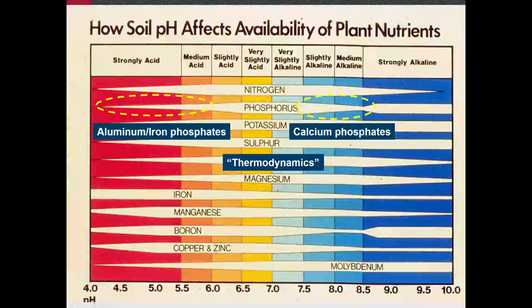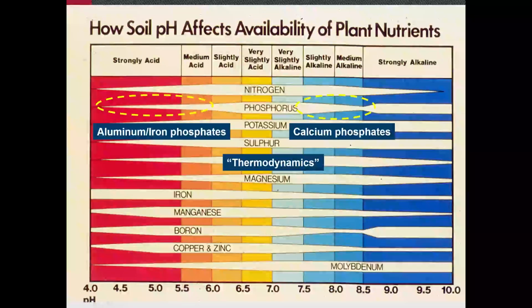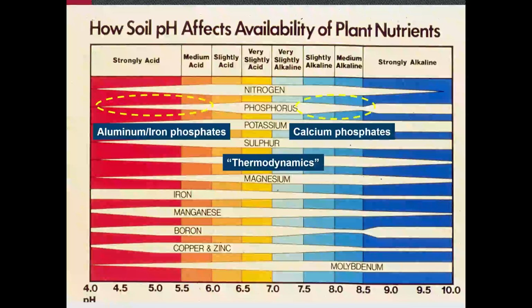This relates to a field of science or study called thermodynamics or chemical equilibria. What thermodynamics says is that if we know the conditions of the system, like pH and the presence of calcium and phosphorus, we can predict what solids are going to form. That's where a graphic like this comes from, that says at high pH or moderately alkaline pH, 7.5 to 8.5, we predict that calcium phosphates are going to drive phosphorus solubility and availability. And then at the low pH, chemical equilibria tells us that it's the iron and aluminum phosphates that are going to control solubility and availability of phosphorus.